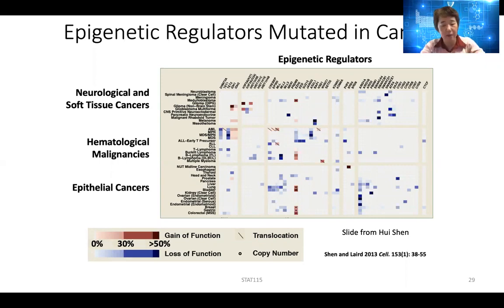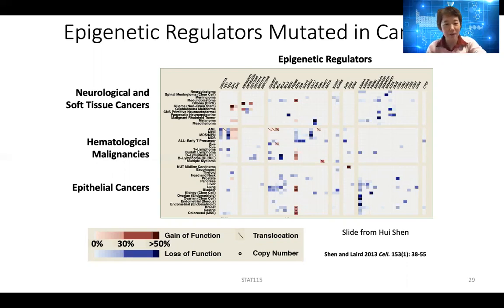A lot of these epigenetic regulators might only be slightly overexpressed or lower expressed. So differential expression doesn't give you a very strong signal. Also, copy numbers sometimes also don't give you a very strong signal. It's only when you look at the mutations that you see this particular mutation happening.